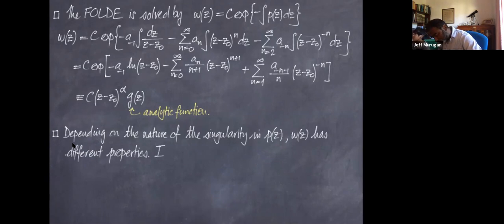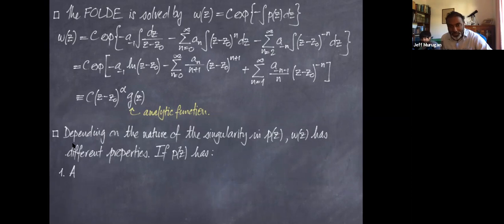In particular, if P of Z has a removable singularity. So who can remember what a removable singularity is? Anyone? Mika? No? No one? Take a guess. What is a removable singularity?